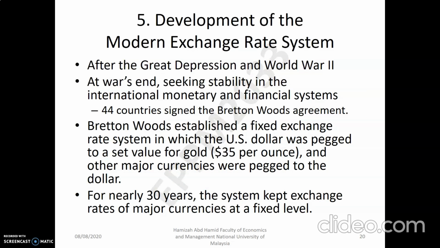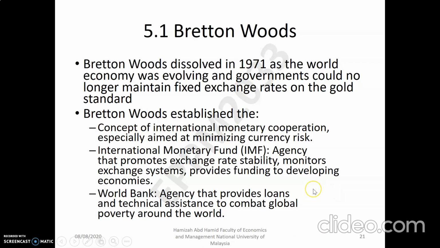Next, we discuss the development of the modern exchange rate system. This is only some sort of historical lesson. The development of the modern exchange rate system happened after the Great Depression and World War II. At war's end, people sought stability in the international monetary and financial systems. Here, 44 countries signed the Bretton Woods Agreement. Why is the name Bretton Woods? This agreement was done in Bretton Woods.